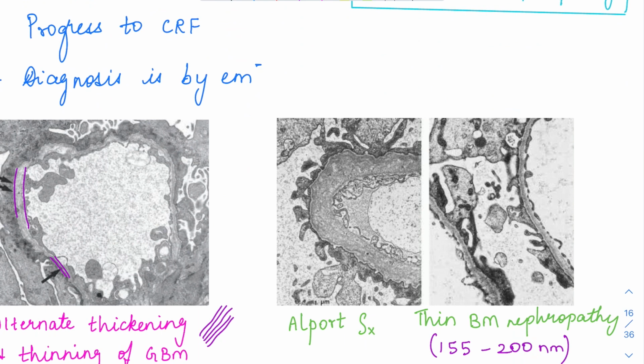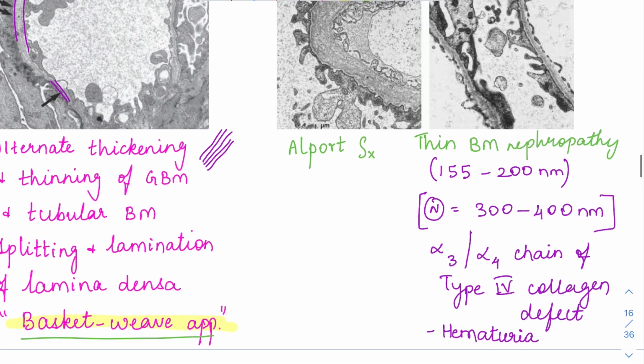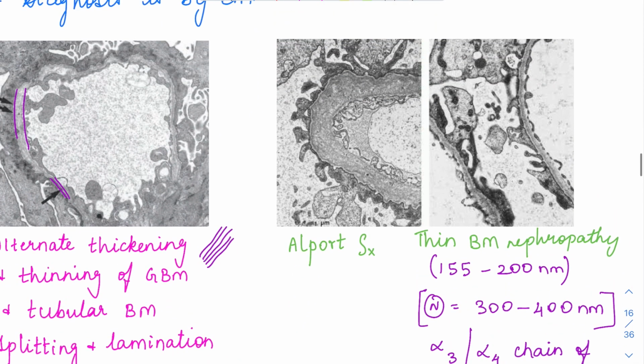Since we are speaking about the basement membrane, there are very few diseases that affect it. First was Alport syndrome. Second was Goodpasture syndrome. The third one is thin basement membrane nephropathy. Here the basement membrane is very thin. In Alport it was alternately thin and thick, but in thin basement membrane nephropathy, as the name suggests, there is a very thin basement membrane. The normal basement membrane thickness is 300 to 400 nanometers.